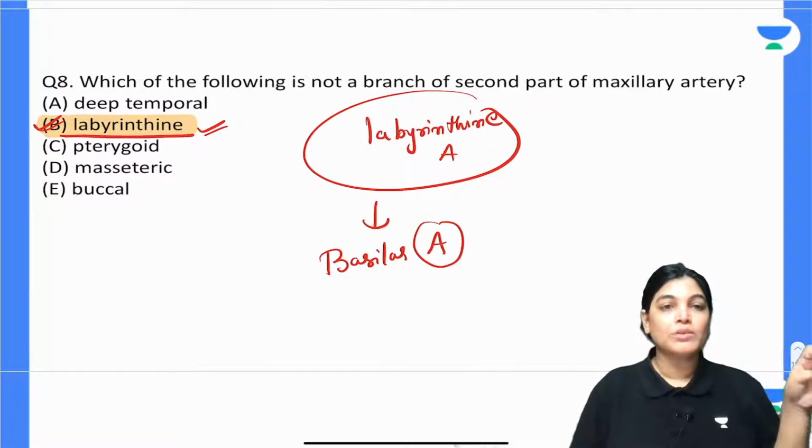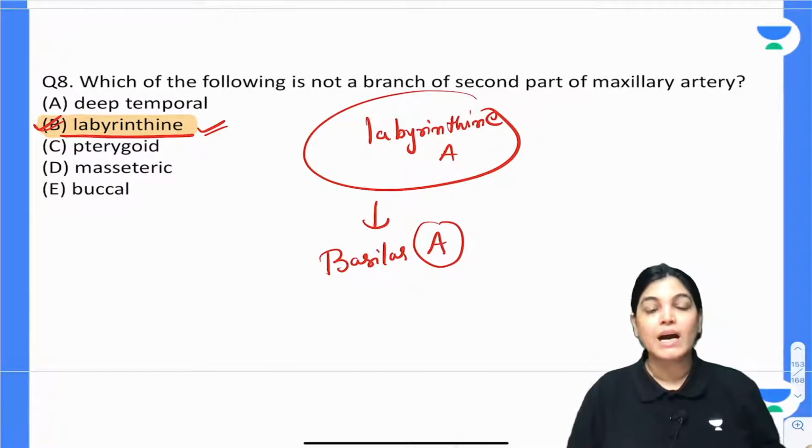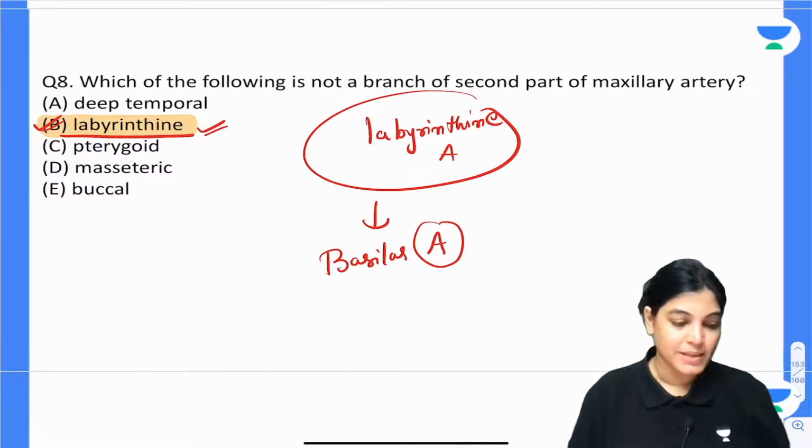The rest, deep temporal, pterygoid, masseteric and buccal, are all muscular branches of the second part of the maxillary artery. These are muscular branches of the second part of the maxillary. Yes, Farad Parvez, you are absolutely right.